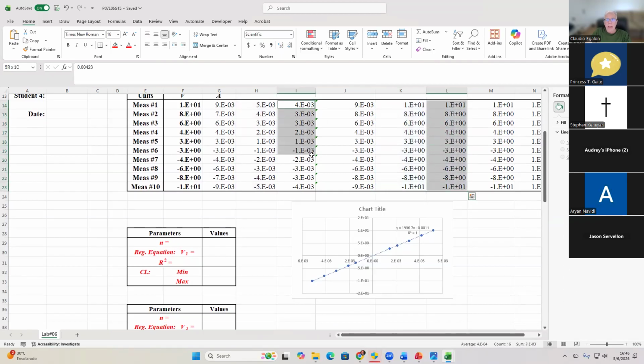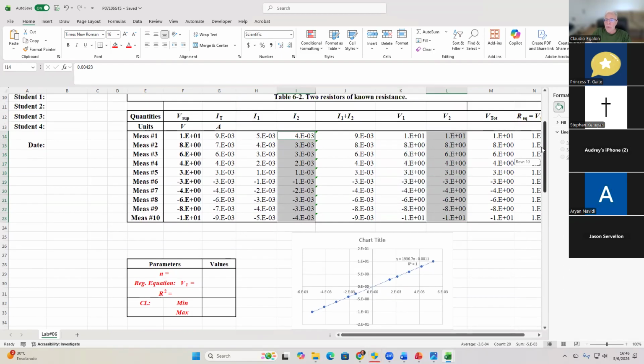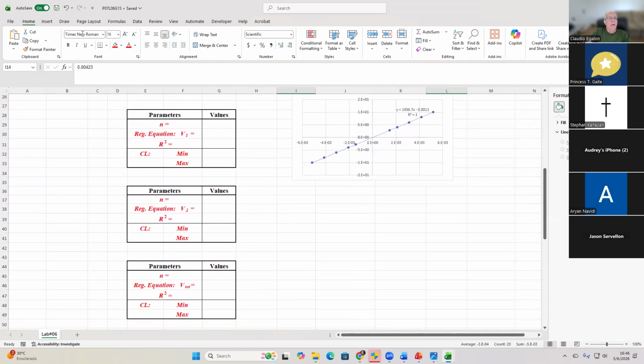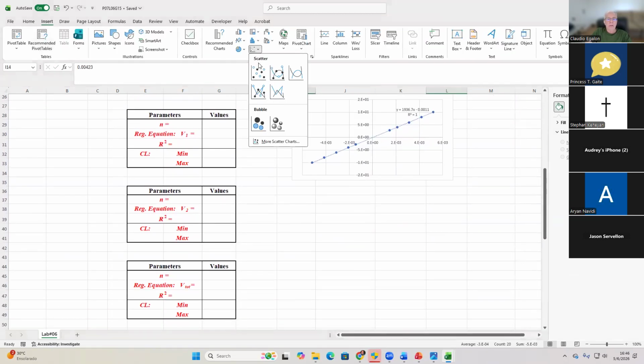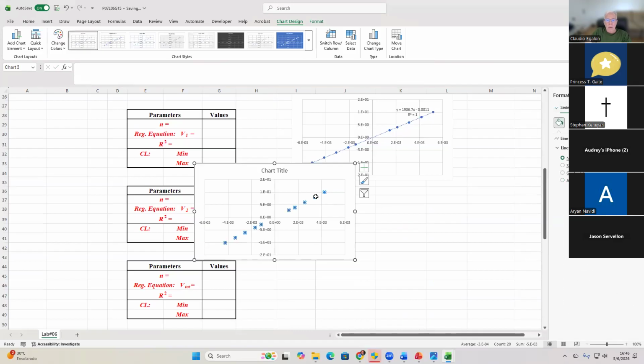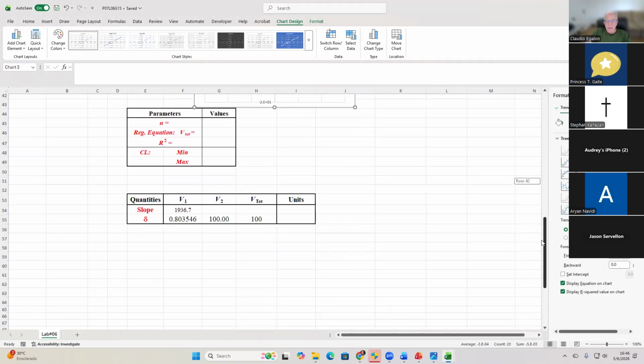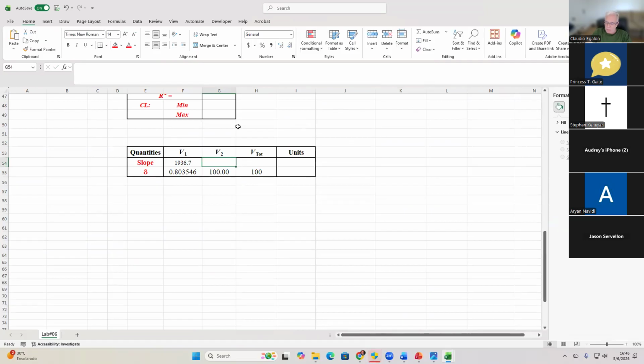V2, I2. Insert chart. Here you go. Right click, add trend line, display. Oh, you plotted the wrong graphs? Okay. 2355. Let's see. 2355. Okay, 0.13%. All right. And V total.